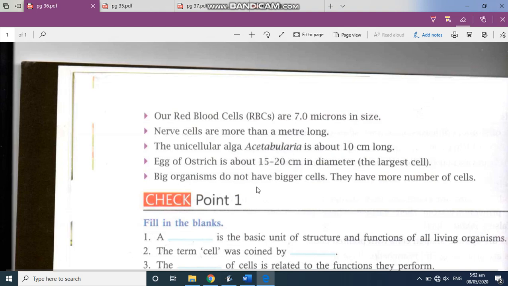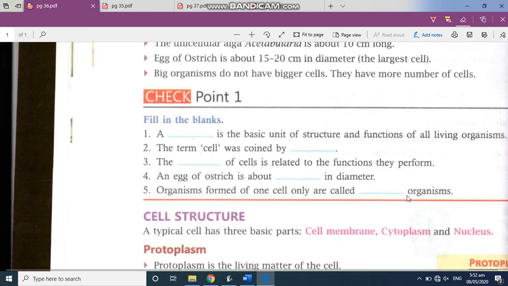Then, big organisms do not have bigger cells. They have more number of cells. That means if I see a small cat and I see a big elephant, I will not say that the elephant has big size cells. The size of the cells will be the same, but the elephant will have many more times the number of cells in its body. That is the meaning here. They have more number of cells. Now we come to this checkpoint 1, and this is for you to mark it reading your book.